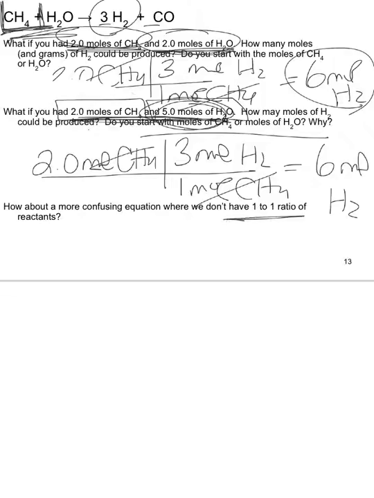Now, what if we don't have a 1-to-1 ratio? Well, what we're going to have to do is say, okay, if this is a 1 to, say, 5 ratio right up here, we're just going to have to say that only a fifth of what I need of the CH4 is going to be required for the water. So we're going to, again, look at ratios.